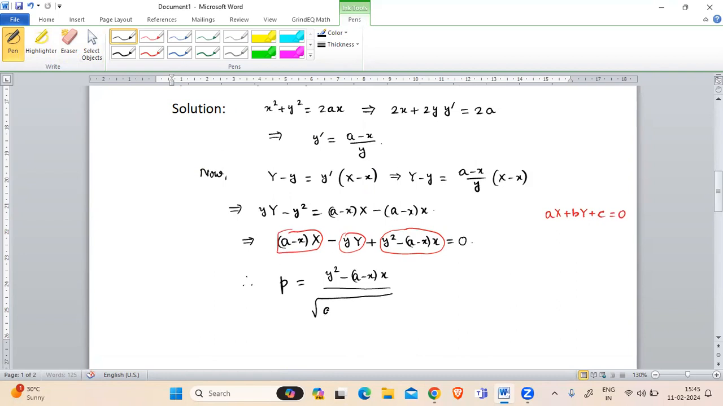A square will give me a minus x the whole square, and then plus b square will give me minus y the whole square, which is simply y square. So this is the expression for p, or in other words this will be y square minus ax plus x square divided by root of, on simplification, a square minus 2ax plus x square plus y square. So this is the expression for p.